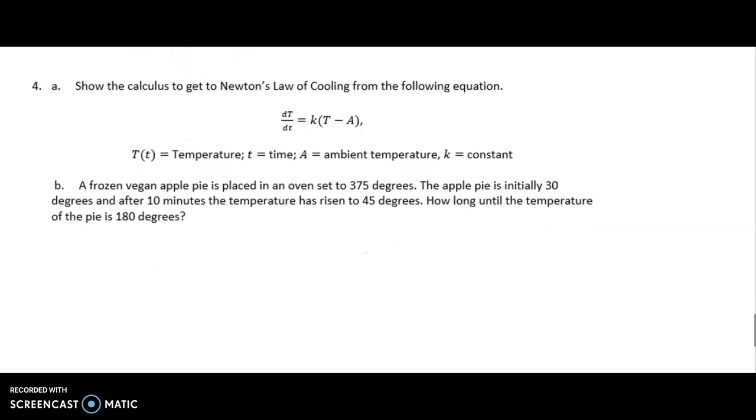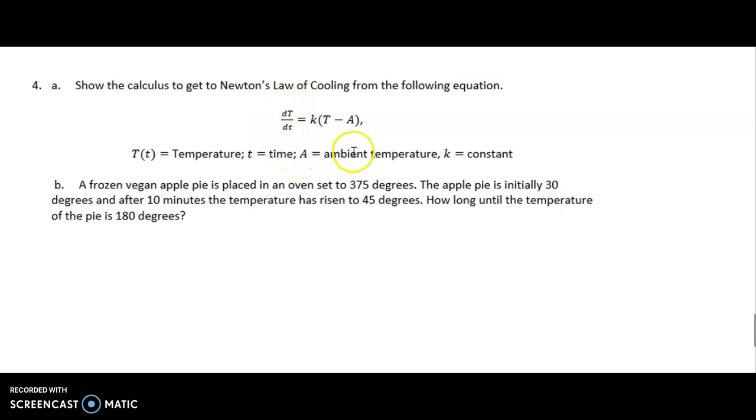All right, we're going to do this Newton's Law of Cooling question here. So, part A says, show the calculus to get to Newton's Law of Cooling from the following equation right here. This equation says that the rate of change of, I should introduce things. Capital T is temperature, lowercase t is time. So this is the rate of change of the temperature with respect to time.